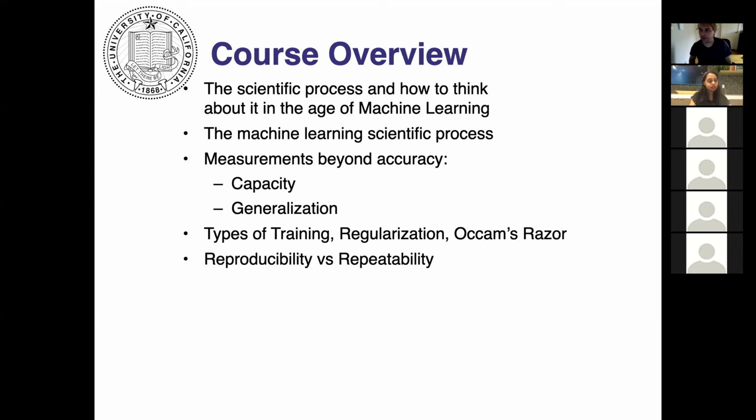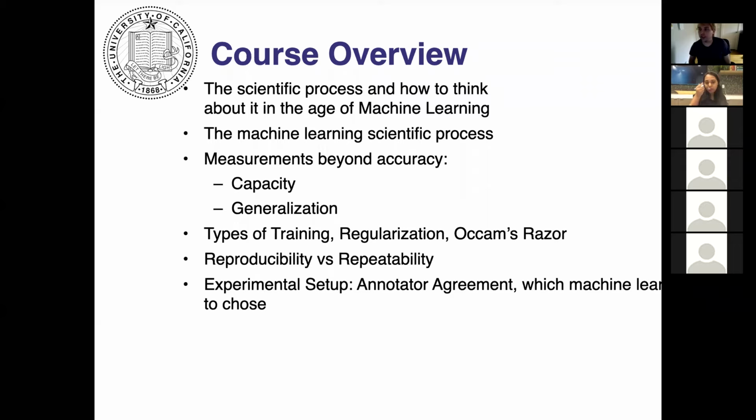Now, the experimental setup of machine learning is much more than just saying, okay, let's train AlexNet, right? That's often what I hear. No, the point is you need annotator agreement. You need to have labeled data that is right. Unless you do unsupervised learning, which has its own problems, you need to have data that you can trust, that the annotation is right.